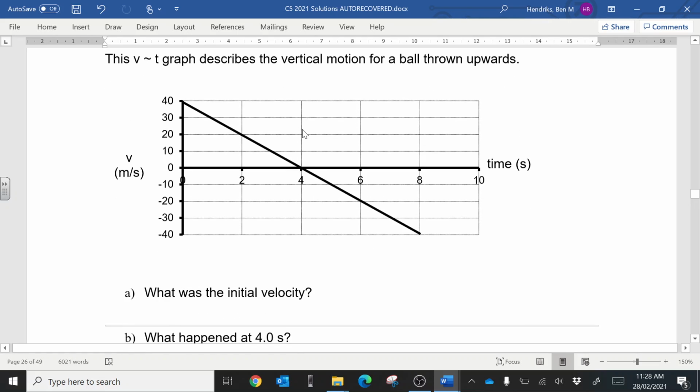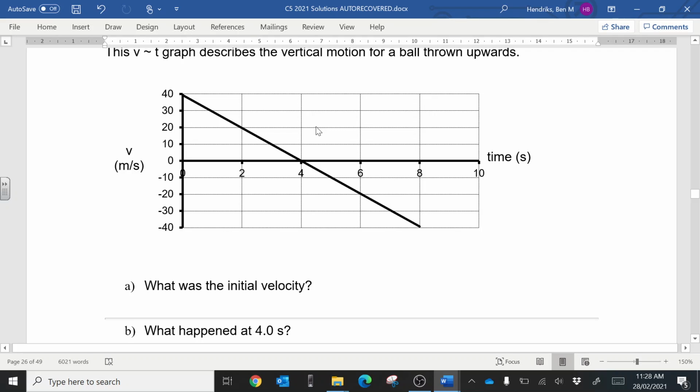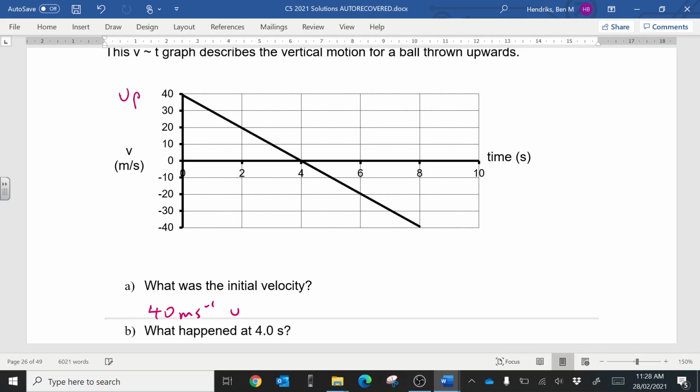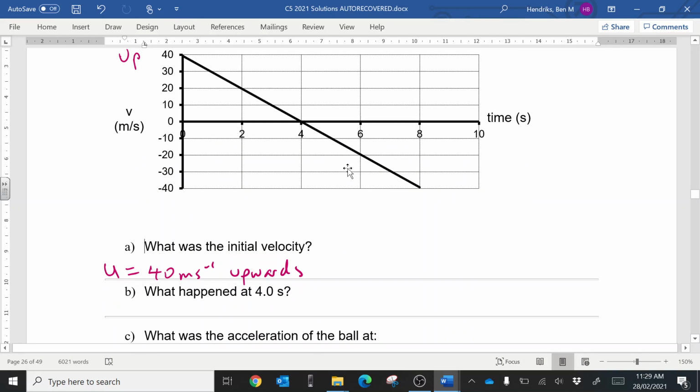Okay, so what was the initial velocity? Well, I just said that, so 40 meters per second, and this is up. So we've got positive direction is up, so 40 meters per second upwards. Actually, let's call that u. Initial velocity is u, so u equals 40 meters per second upwards.